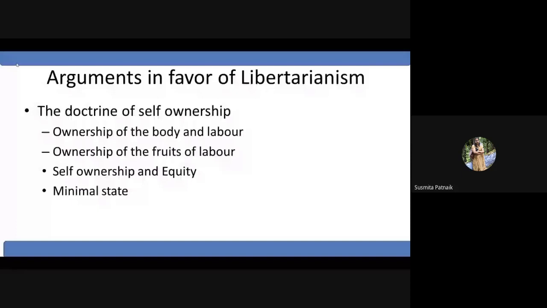Is it audible now? Yes, it is fine now. The state should protect the right of the individual.